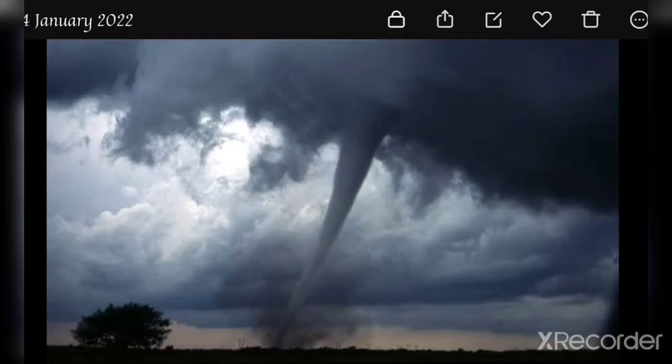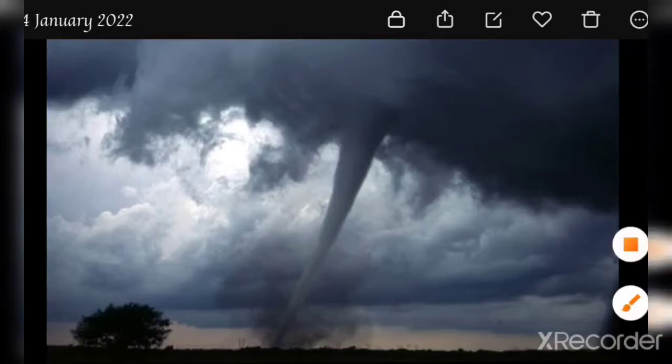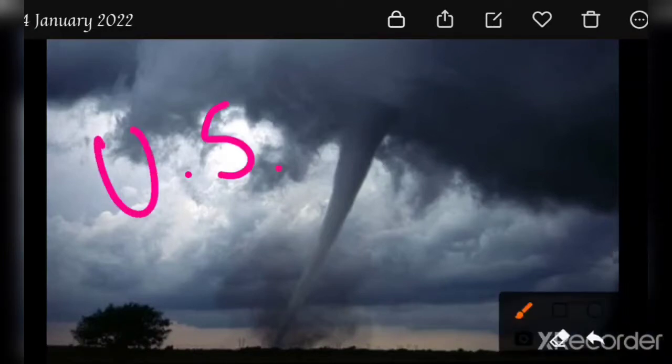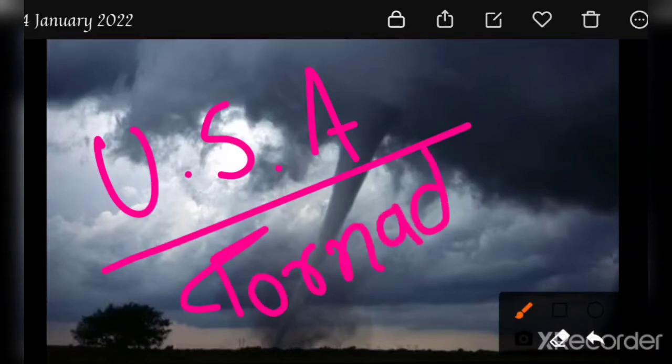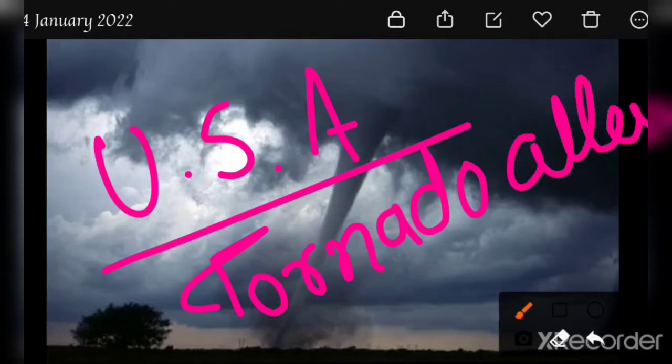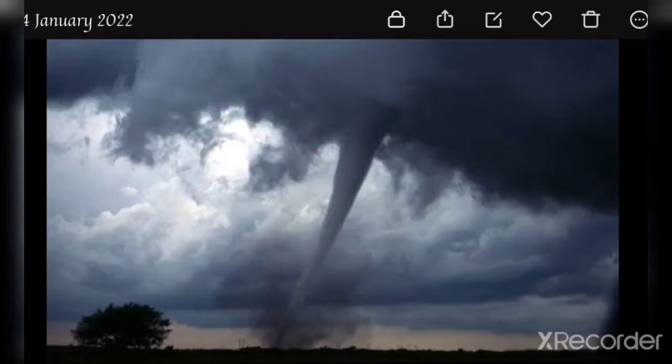But the most vulnerable place for tornado formation is the United States of America. Some regions of the United States of America are known as Tornado Alley. This Tornado Alley is the region where tornadoes frequently form and cause destruction. Now let's understand the basic fundamentals of how tornadoes form.